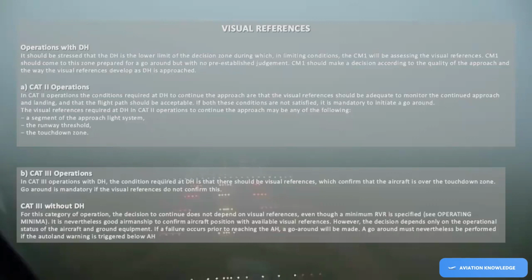Cat 3 without decision height. For this category of operation, the decision to continue does not depend on visual references, even though a minimum RVR is specified. See operating minima. It is nevertheless good airmanship to confirm aircraft position with available visual references. However, the decision depends only on the operational status of the aircraft and ground equipment. If a failure occurs prior to reaching the alert height, a go-around will be made. A go-around must nevertheless be performed if the auto-land warning is triggered below alert height.